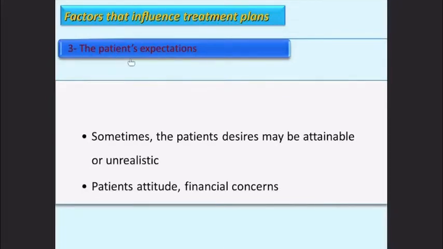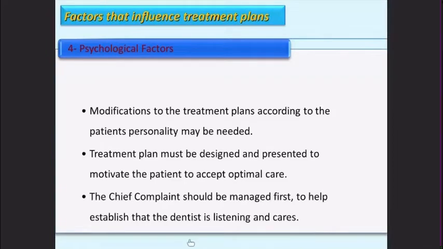Third one, the patient's expectations. This is obviously very true in the case of aesthetic dental procedures like restorative, or it can be orthodontic procedures. Sometimes what the patient is desiring may be unattainable or unrealistic, or it may be because of the patient's attitude or because of financial concerns. The money also plays a role here. So this is also influencing the treatment plan. Patient's expectations, maybe sometimes not attainable or unrealistic, or the patient's attitude and financial concerns will also influence the treatment plan.